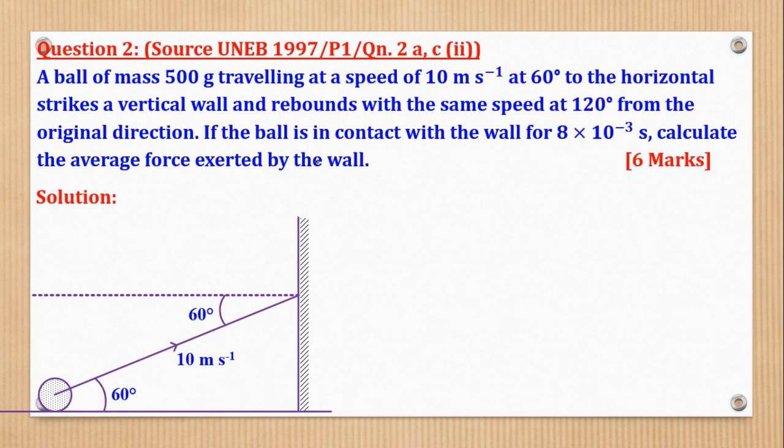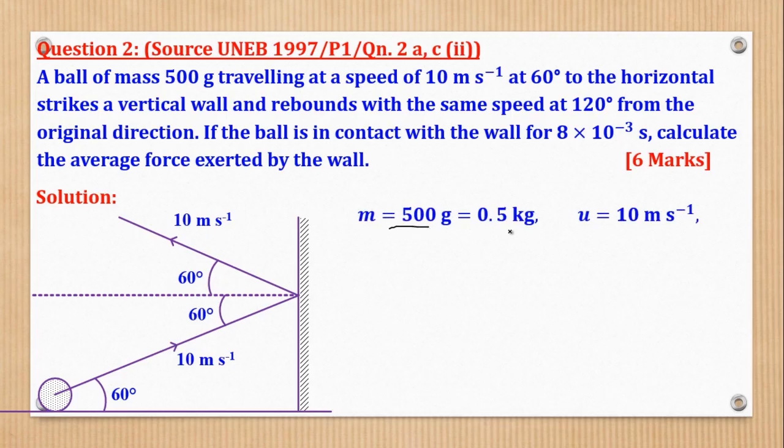Then they told us it rebounds with the same speed at 120 degrees from the original direction. So 120, we have already taken 60, so meaning the balance is 60 to make the 120. So this is the 120 degrees they talked about from the original direction. Same speed, that's why here there is 10 meters per second and here 10 meters per second. Now this one shows that we need the knowledge which we saw under vectors and scalars. So vectors and scalars, we learned something called resolving horizontally and vertically. So that is what we are going to use.